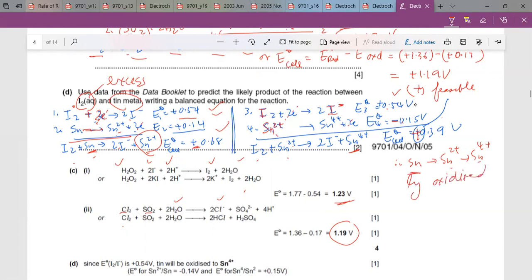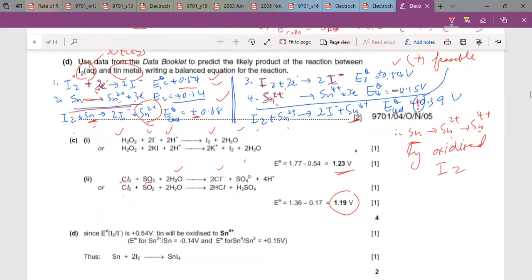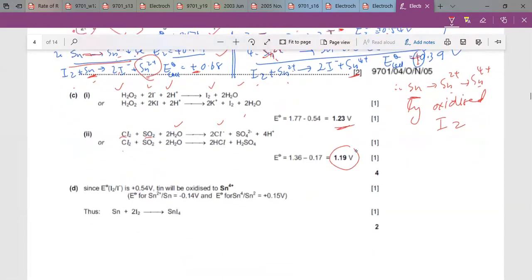Oxidized by I2. So here it says, well, it's only 1 mark. Right? So here, since tin will oxidize to Sn4 plus, you can show the result already. Okay, and so forth. So you do this to get the full marks here.